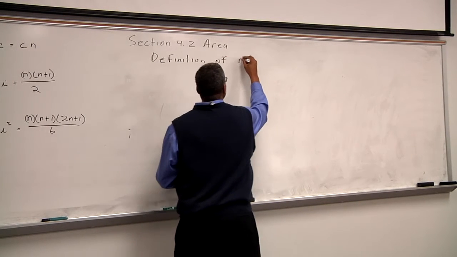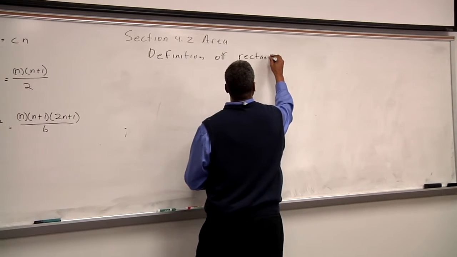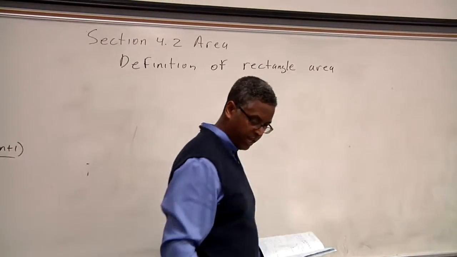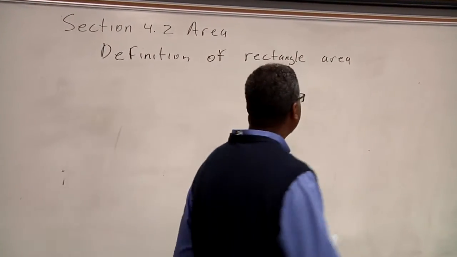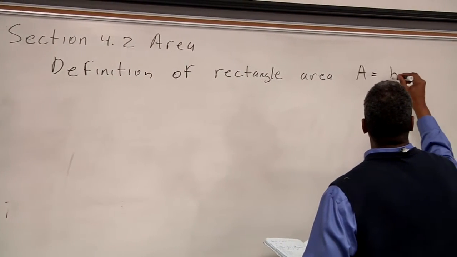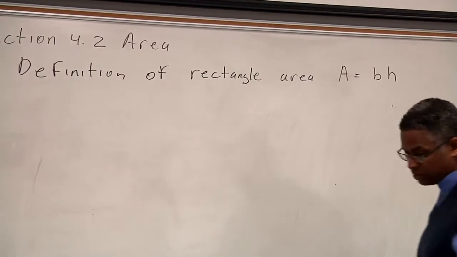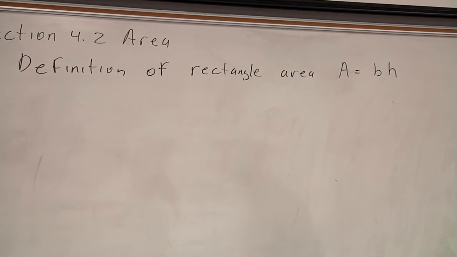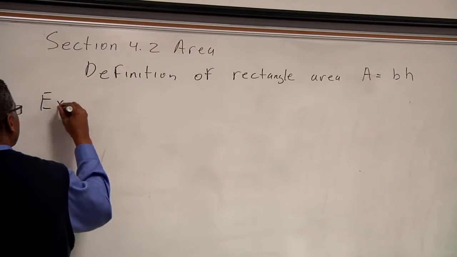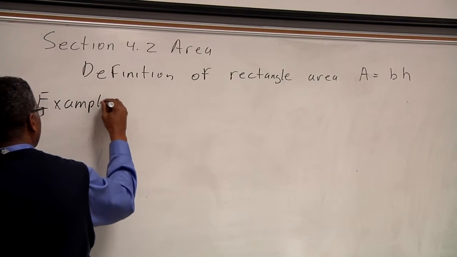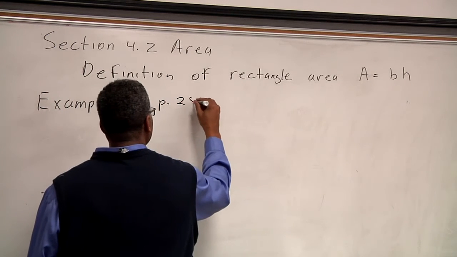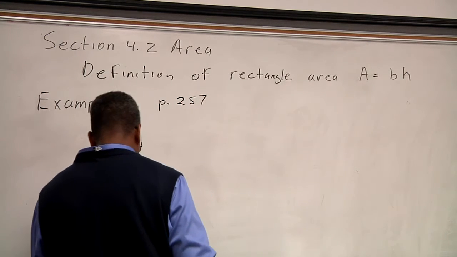of rectangle area. And that definition is simply area equals base times height, something you learned in your geometry class. So if we go to example 3 in the textbook, this is on page 257.